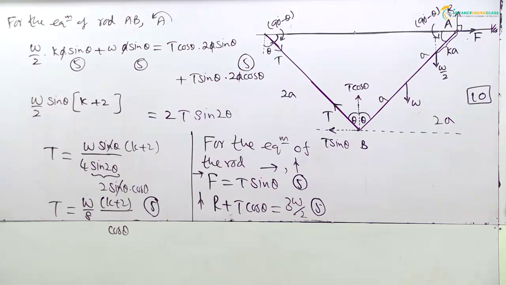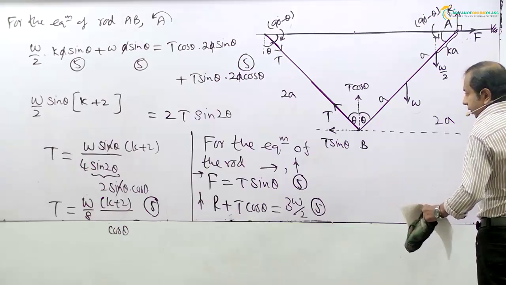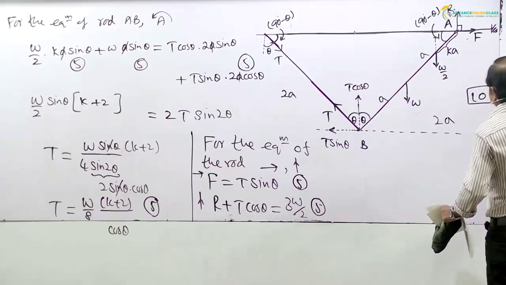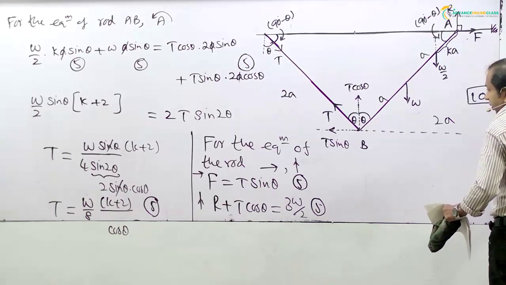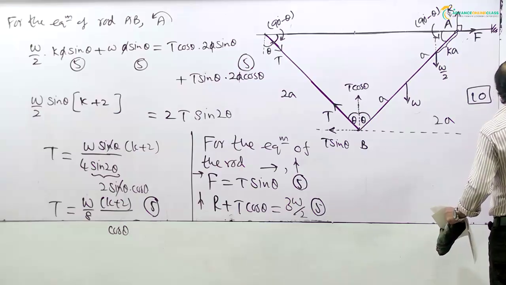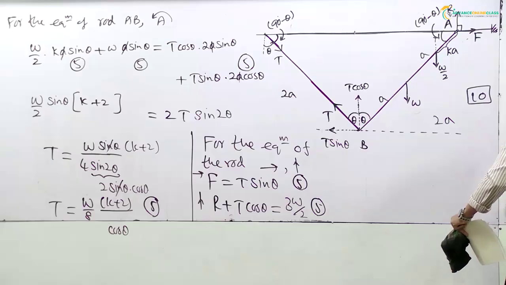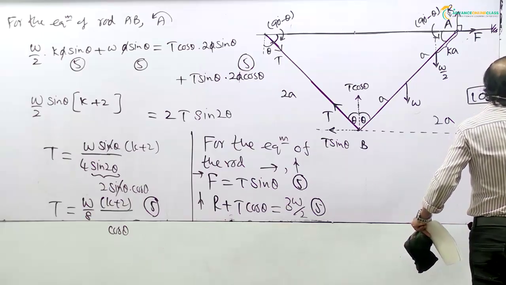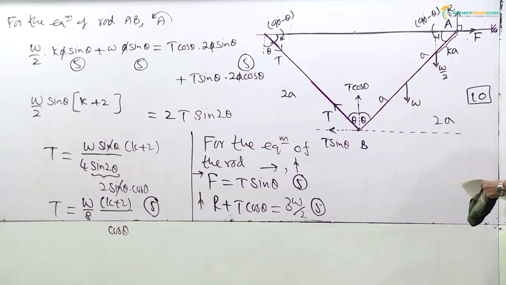Right. Therefore, F is going to be T sin theta. T is W by 8, K plus 2, divided by cos theta, but T sin theta here. Then we get F equals W by 8, K plus 2 tan theta. Okay. For this 5 marks.